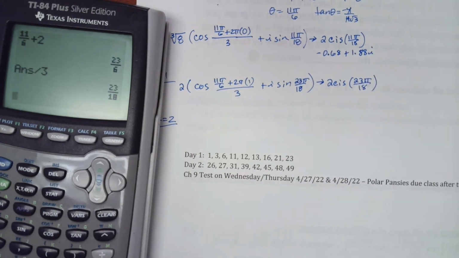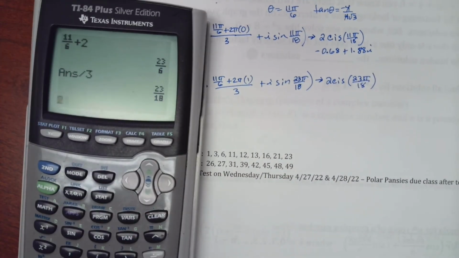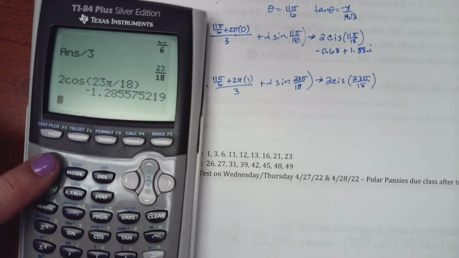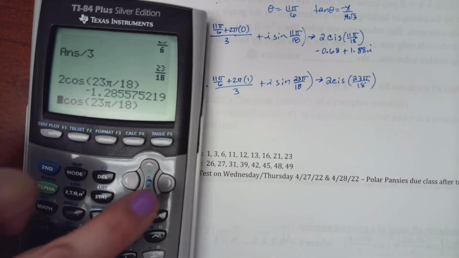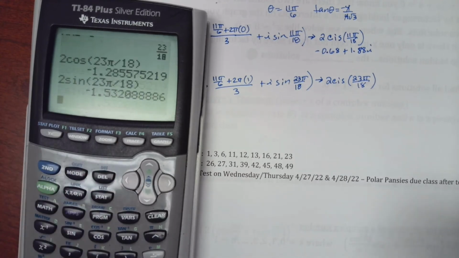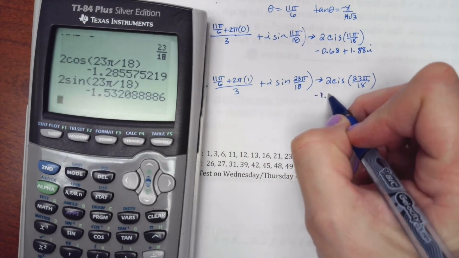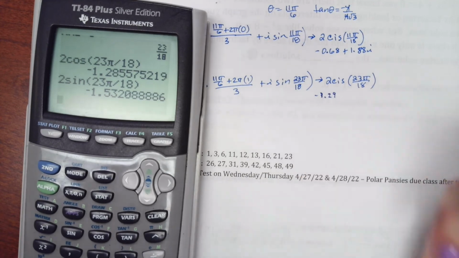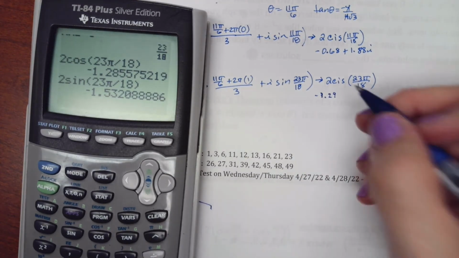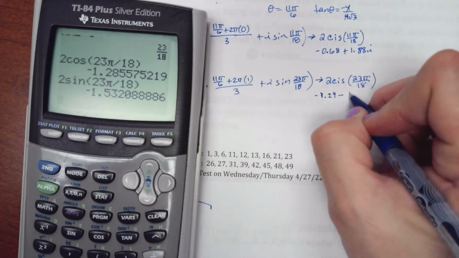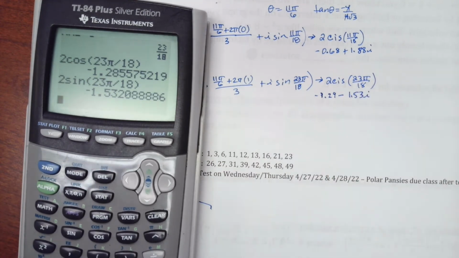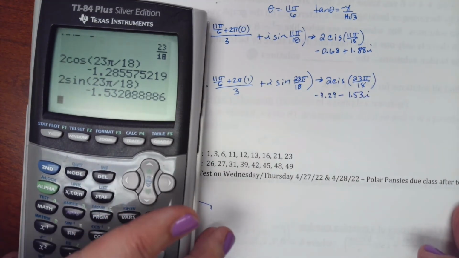Okay, so let's see. 2 cosine, 23 pi. Alright, and then same thing, but sine. Alright, so I have negative 1.29. Oh, something's wrong with my pen. Minus 1.53i. Okay, so we'll just round off to like 2 decimal places.